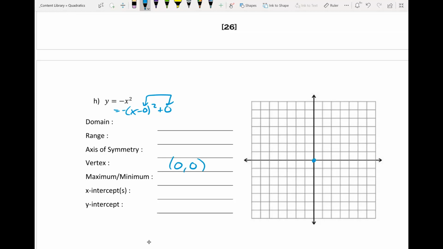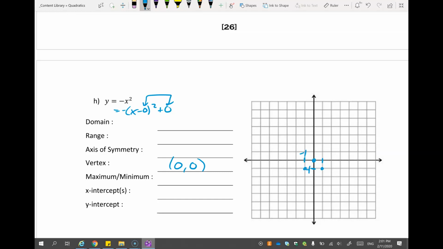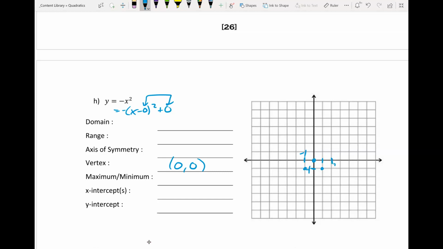Now usually our parent function would go up, and now we're going to have the same sort of thing, but everything's going to face down. So before we had a point at (1, 1), now it's going to be at (1, -1), and at (-1, -1). Before we had a point at (2, 4), now we're going to have a point at (2, -4), and (-2, -4). So this is what our graph looks like.